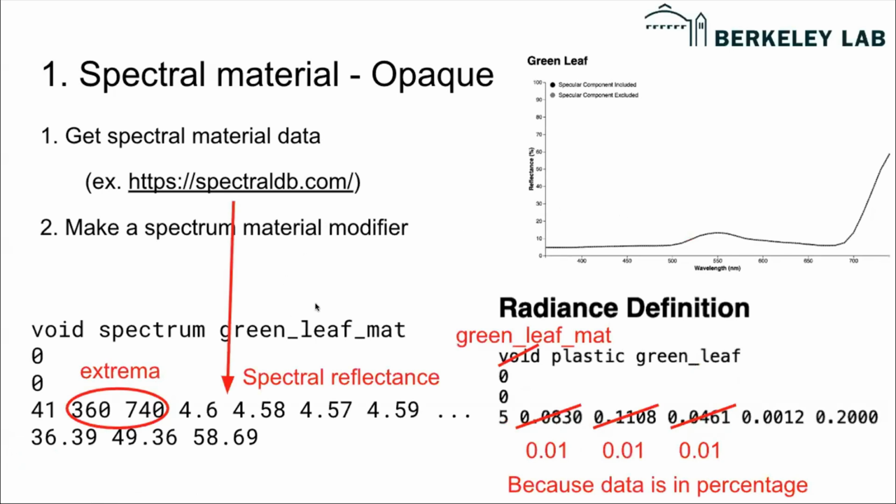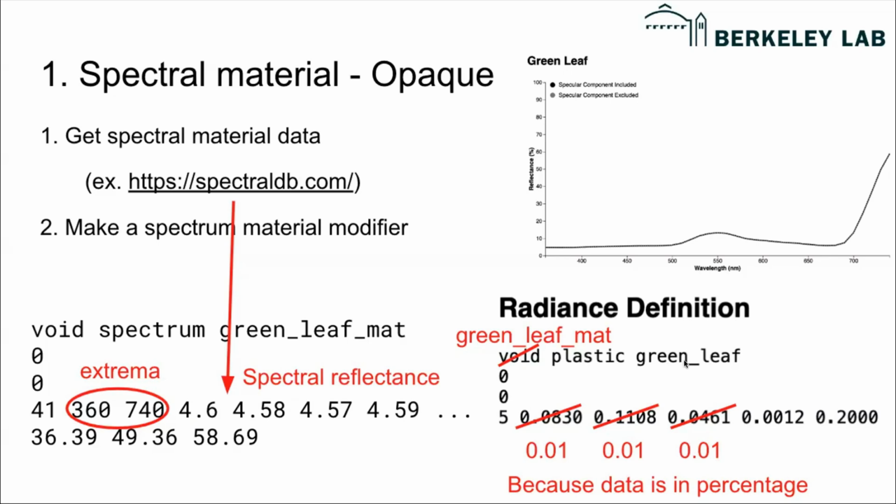Once you've downloaded this dataset, it will have a list of spectral reflectance ranging from 360 nanometers to 740 nanometers. That will be your extrema. And then you put your spectral reflectance data under the spectrum material. For the spectrum material, I gave it a name called greenleaf_mat, and that greenleaf_mat is supposed to modify this green leaf. So now it's no longer a void. You will actually have a material modifier for the green leaf.